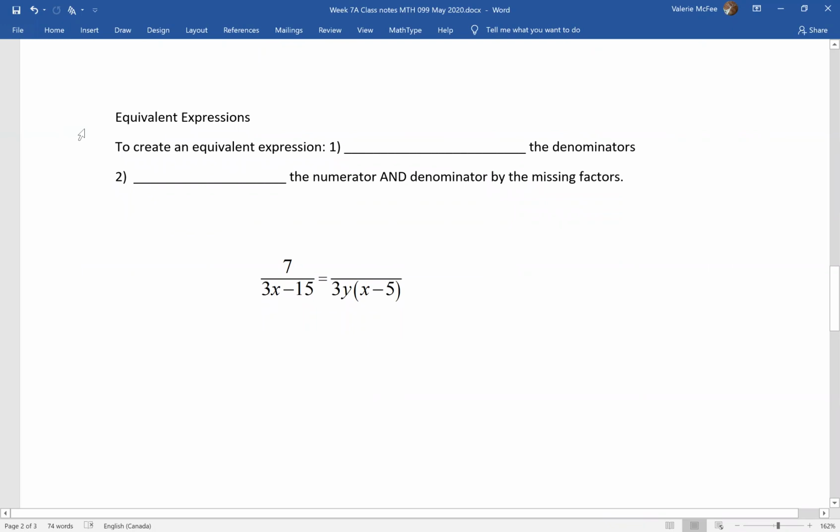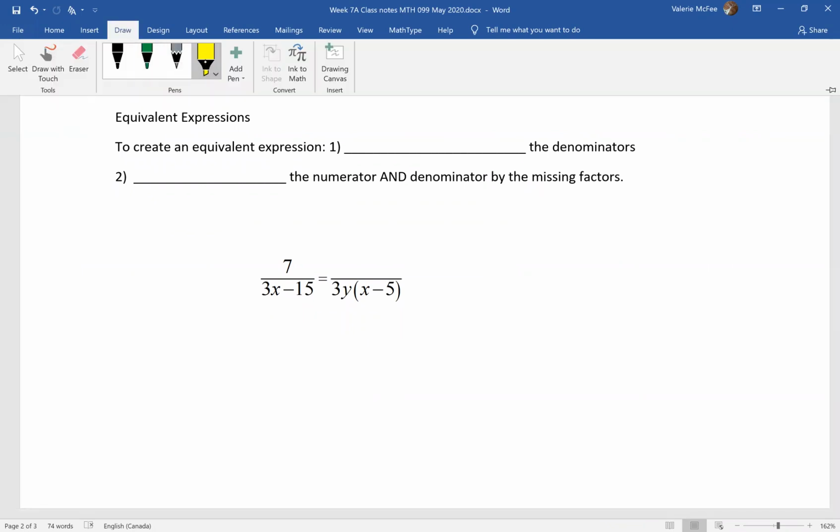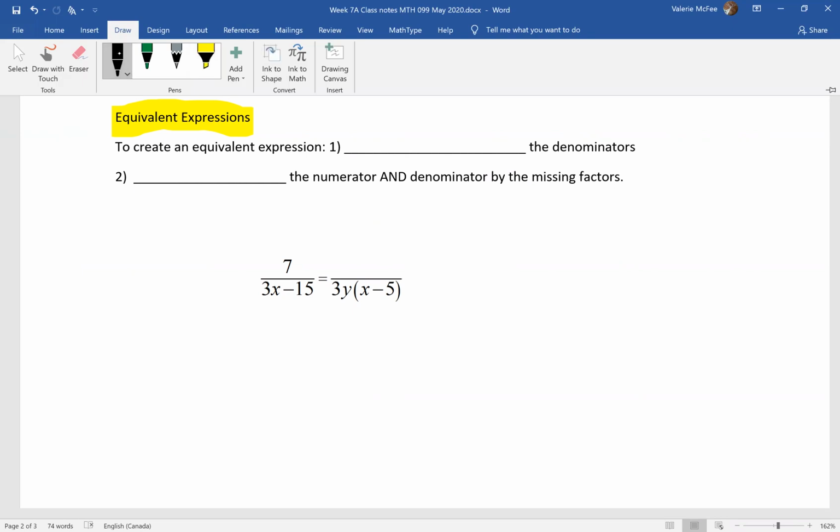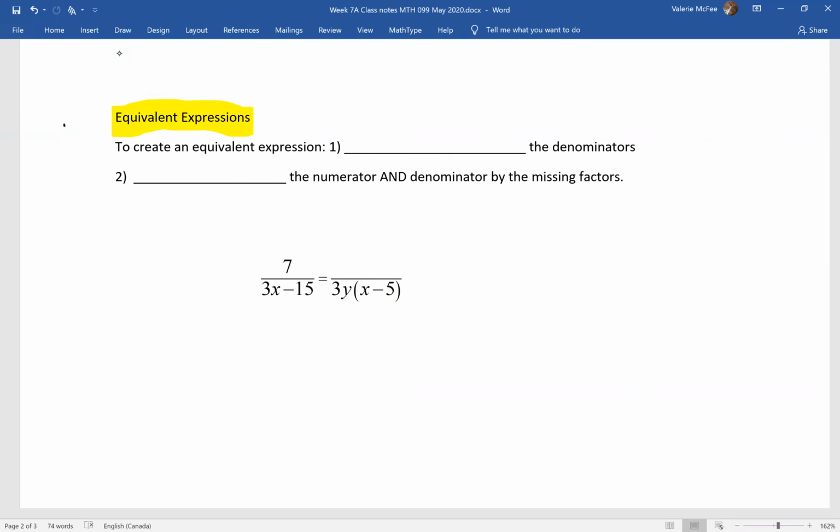There were also a couple questions that explicitly ask you to find equivalent expressions. We used equivalent expressions when we were adding and subtracting, but we didn't talk about them outside of addition and subtraction. Let's do that here. When we're creating an equivalent expression, the first thing you want to do is factor the denominators and then multiply the numerator and the denominator by the missing factors.